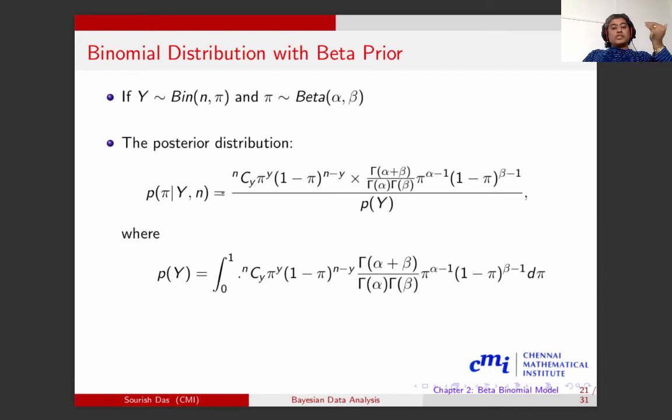So the posterior distribution turns out to be the likelihood, nCy pi to the power y, 1 minus pi to the power n minus y. This is the PDF of beta distribution divided by the denominator p of y. Now what is p of y? P of y is the integration from 0 to 1 of nCy times pi to the power y, 1 minus pi to the power n minus y, times this prior distribution, f of pi.